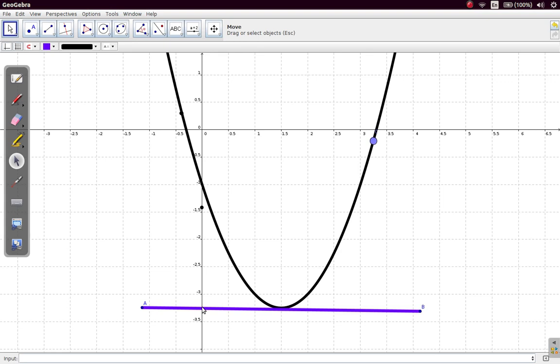So this is a minimum value because as x goes from left to right, the values of f of x keep changing. But f of x falls down, and when it reaches close to about 1.5, it reaches the bottom of that valley and starts to go back up. The lowest point is the minimum point.